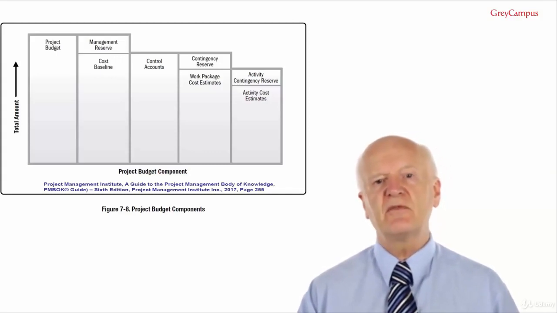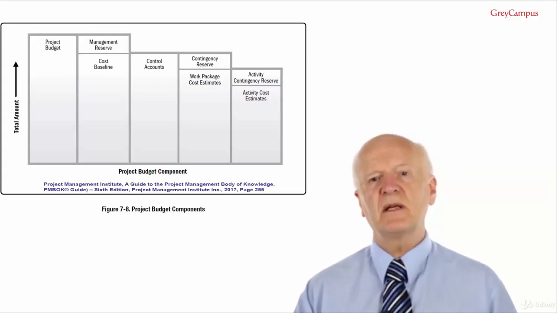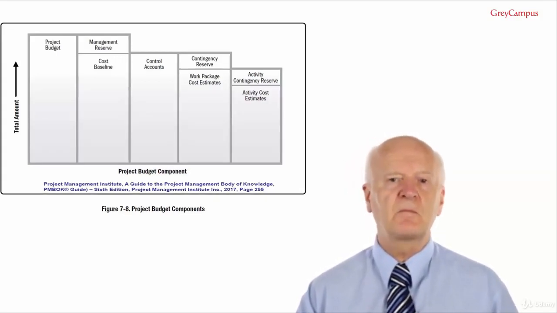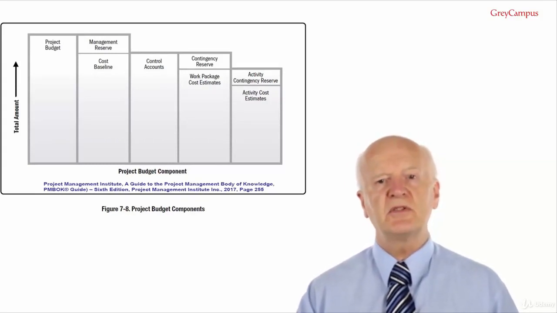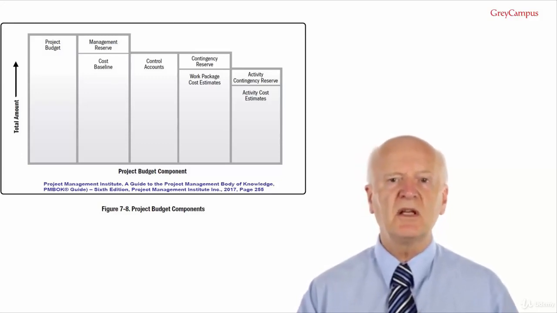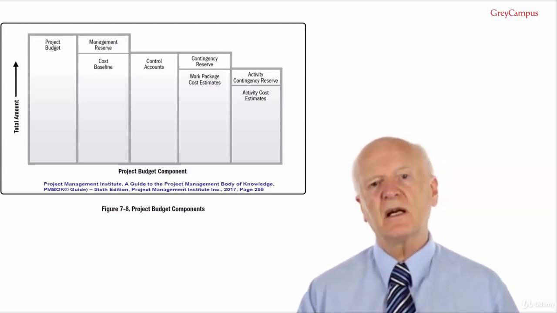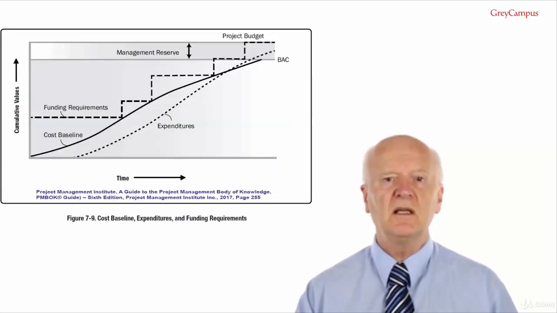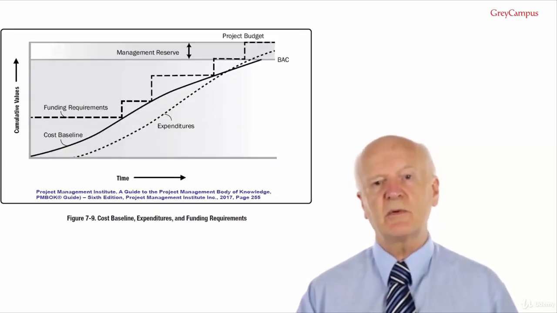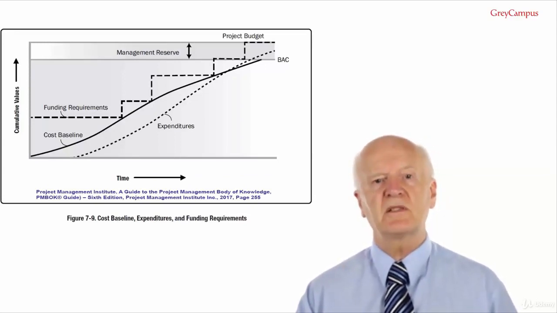Figure 7.8 illustrates the various components of the project budget and cost baseline. This is explained on page 354 of the PMBOK guide. Cost estimates for the various project activities along with contingency reserves for those activities are aggregated into their associated work package costs. The work package cost estimates along with any contingency reserves estimates for the work packages are aggregated into control accounts. The summation of the control accounts make up the cost baseline. For projects that use earned value management, which we will cover in the next lesson, the cost baseline is referred to as the performance measurement baseline.